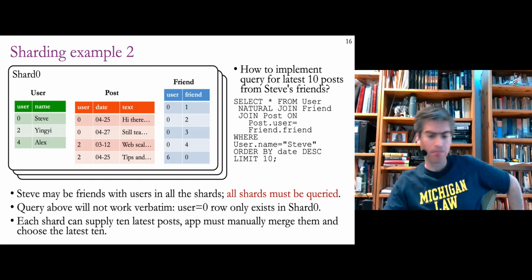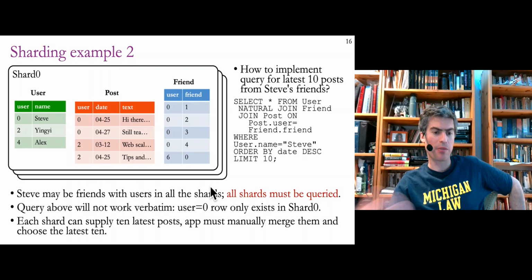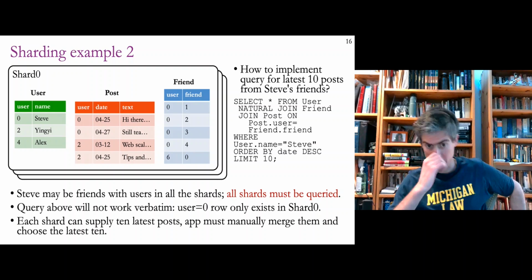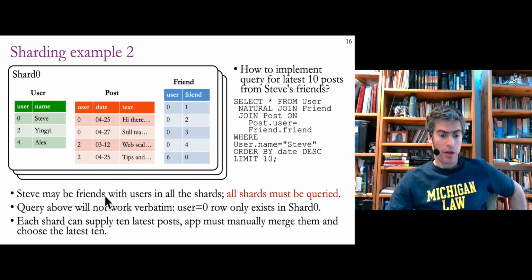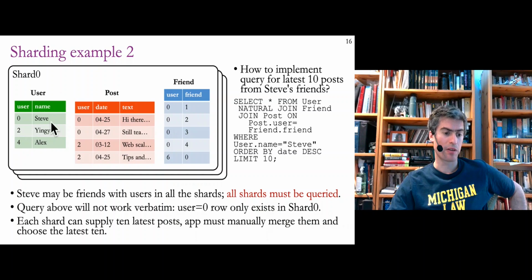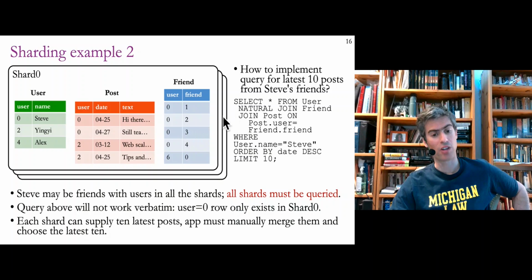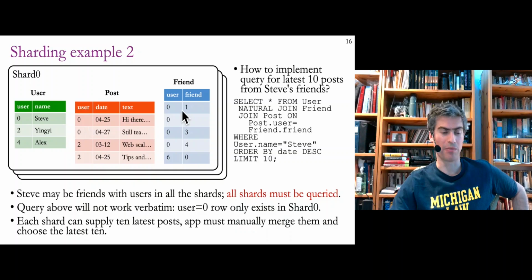Now, the reason I brought up this example to contrast with the last one is that it's much more complex. In this first shard, I have all the information about Steve. All of my posts are in this one shard, and all of my friends are listed in this shard. However, my friends' posts could be in any of the shards, because my friends can have any ID. I'm not limited to having friends with just even numbered IDs, or in general to having the same shard number as me.